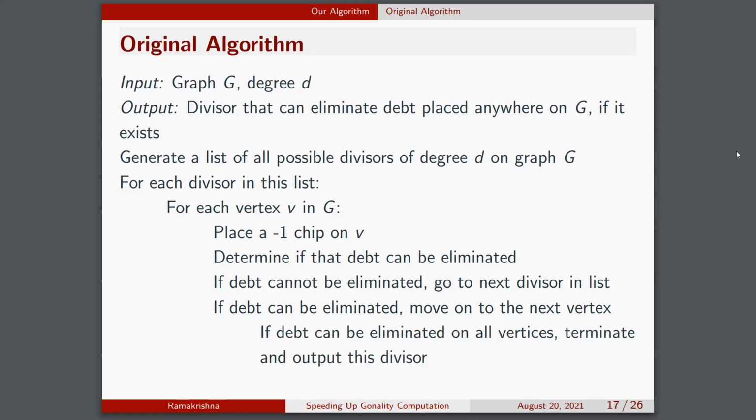And if we find that debt can be eliminated on all the vertices for this specific divisor, excuse me, we're going to terminate our algorithm and output this divisor. And if we find that we've gone through the whole list, there are no divisors left to check, then we're going to terminate and we see that gonality is going to be strictly greater than our degree.